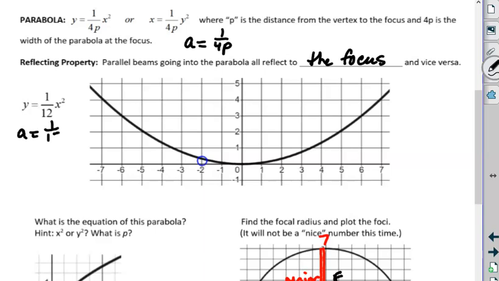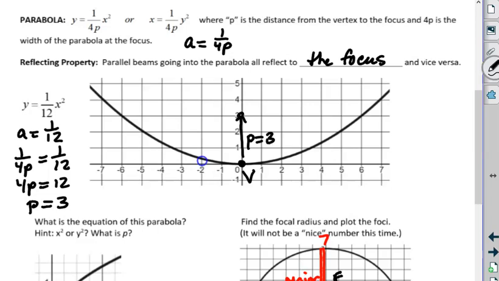So let's look at an equation where a is equal to 1/12. A is 1/12, so that means 1 over 4p is equal to 1/12, which means 4p is 12 and p is 3. So that means the distance from the vertex to the focus, so here's the vertex, the focus is always directly above in the middle of the curve. So if we go straight up 3 units, we have located here the focus. That means any beams that travel into here would reflect to the focus. No matter where they hit from, they would direct to the focus.